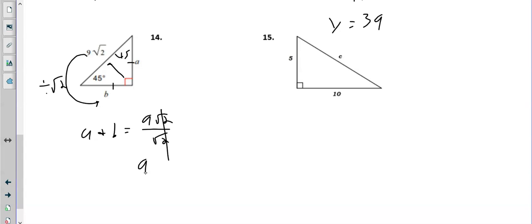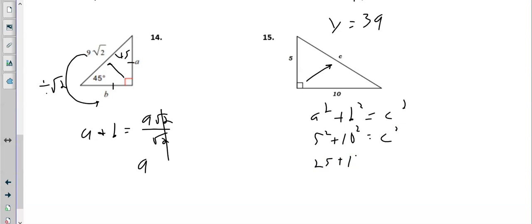And 15, no special right triangle. It's just a right triangle. So we do a squared plus b squared equals c squared. Remember, always identify your c. Okay, that's what we're trying to find actually in this one. And it already says c, so that's great. So I have 5 squared plus 10 squared equals c squared. That's 25 plus 100. That's 125.